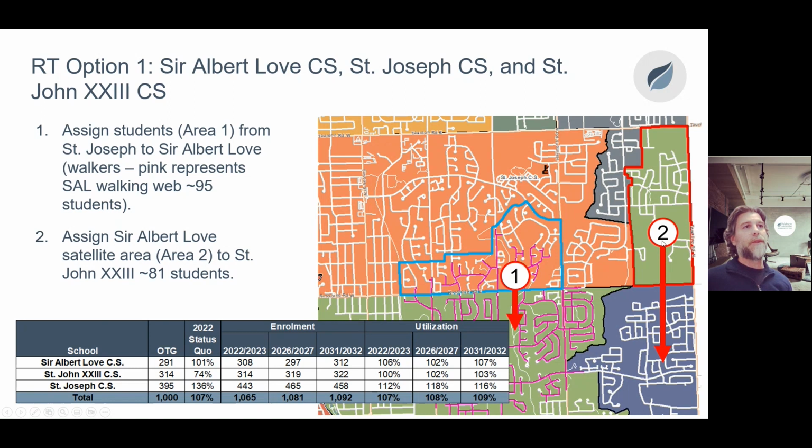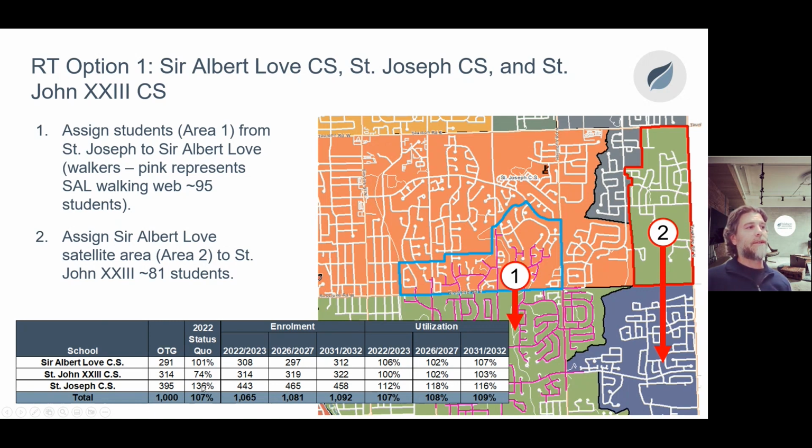So the other part of this recommendation in the top right here, this area is actually also part of Sir Albert Love's boundary. It's what we refer to as a satellite boundary because it's not completely, aside from this little corner here, attached to the original boundary. So under this proposal, this satellite boundary containing a little over 80 students would actually move south to John the 23rd. So what does that do?